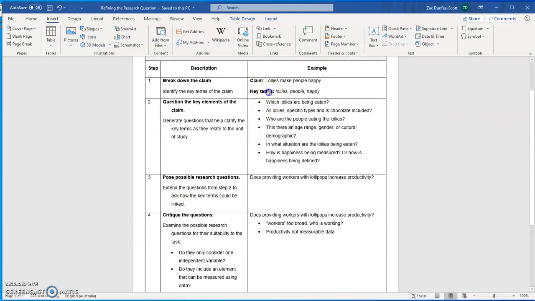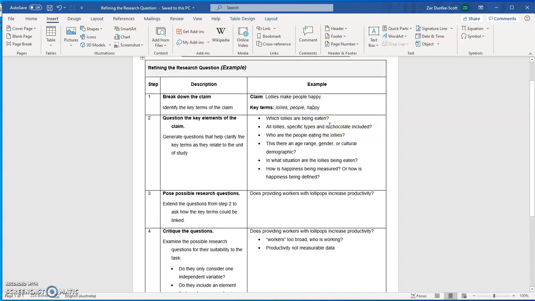The key terms in this claim, lollies make people happy, are lollies, people, and happy. They're obviously the key terms in there; they hold weight. After we've broken that down, you'll do the same for your claim. You'd break down the key words within the claim you have chosen and write them here in your version of this.